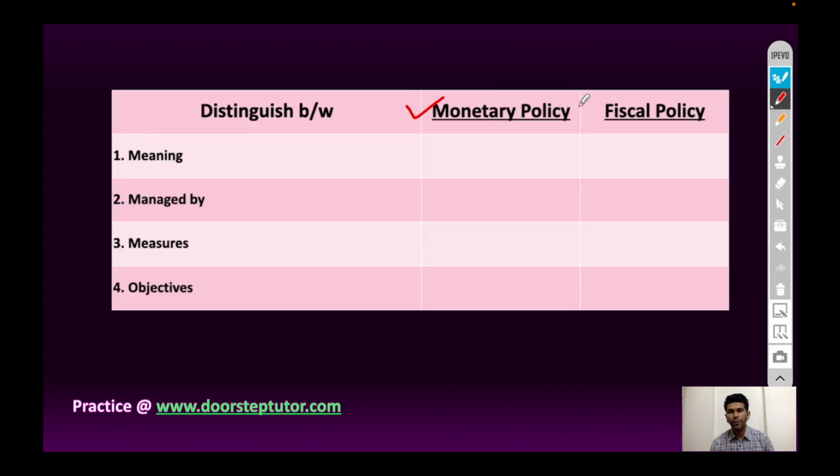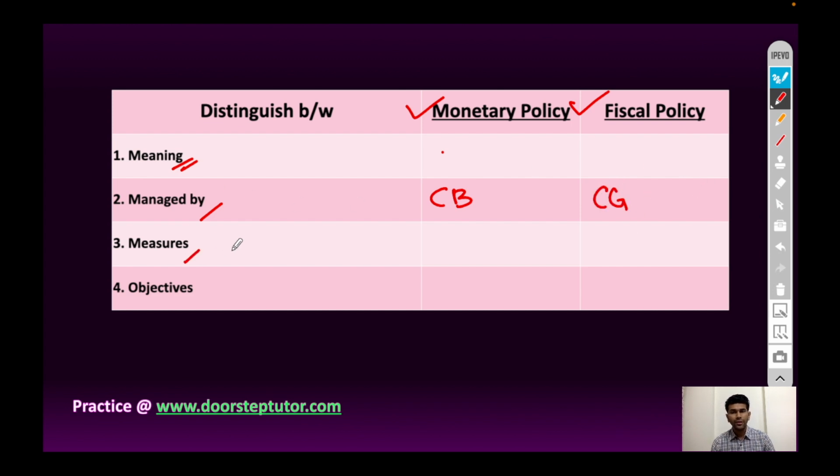Distinguish between monetary policy and fiscal policy. Meaning: monetary policy is used by the central bank to regulate money supply in the economy. Fiscal policy is a tool used by the central government in managing tax revenues and public expenditure for the betterment of the economy. Second, managed by. Monetary policy is managed by the central bank. In India, the Reserve Bank of India is the central bank. Fiscal policy is managed by the central government.